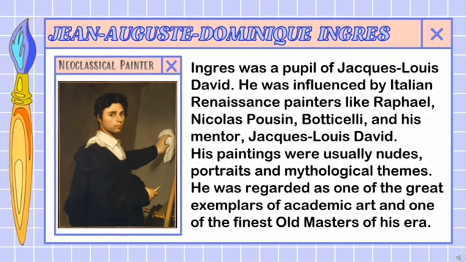Jean-Auguste Dominique Ingres. Ingres was a pupil of Jacques Louis David. He was influenced by Italian Renaissance painters like Raphael, Nicolas Poussin, Botticelli, and his mentor Jacques Louis David. His paintings were usually nudes, portraits, and mythological themes. He was regarded as one of the great exemplars of academic art and one of the finest old masters of his time.